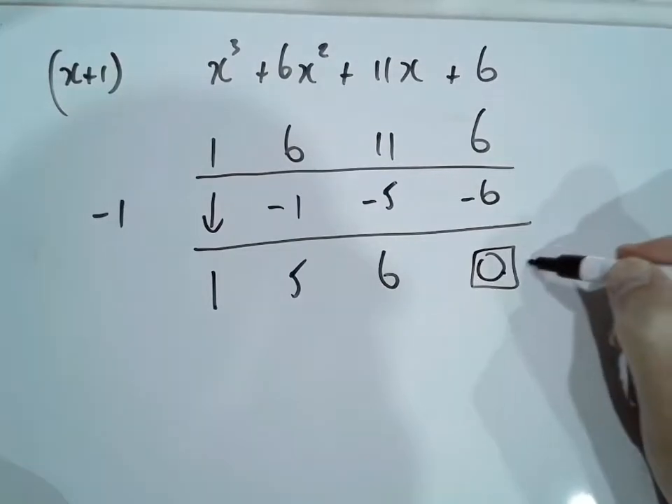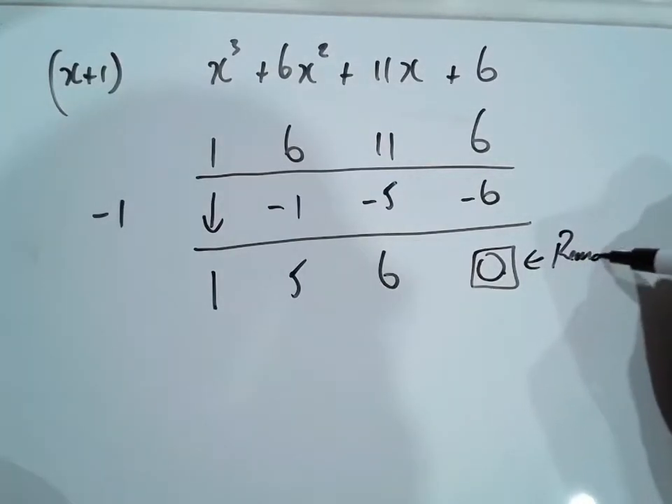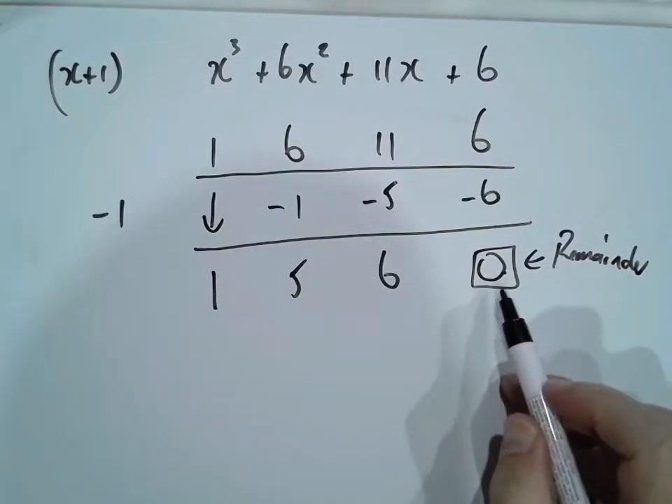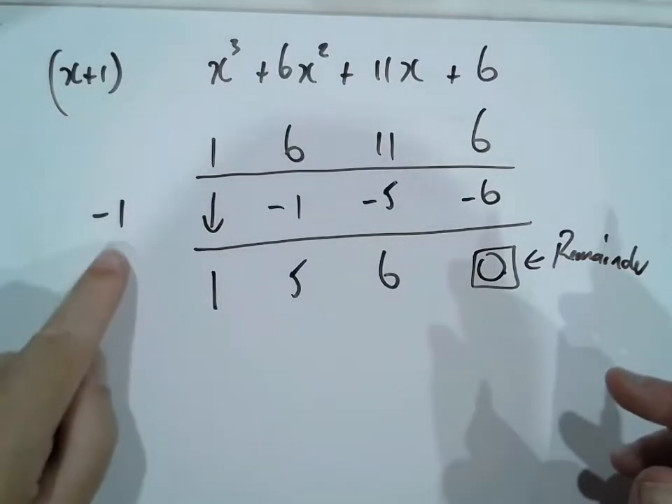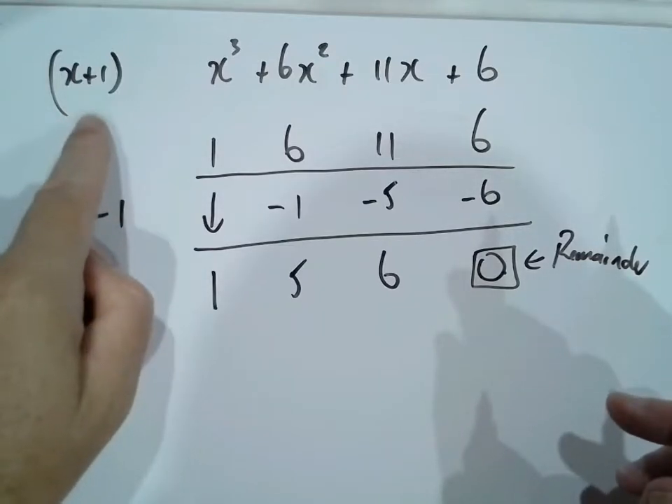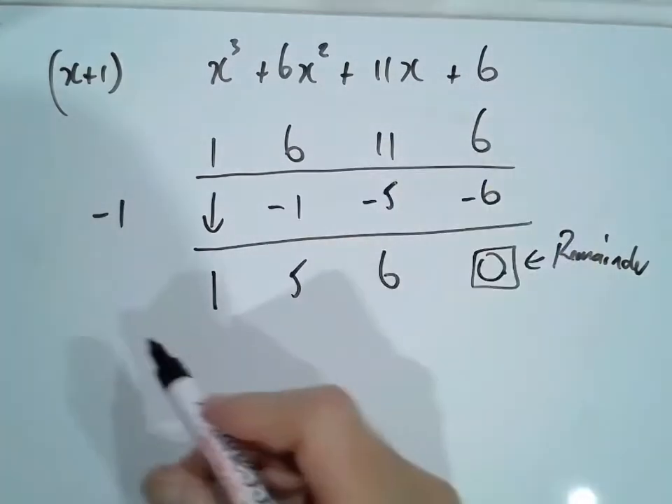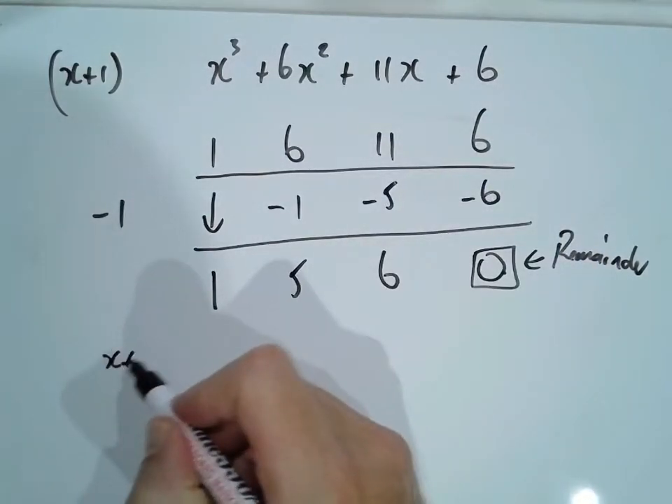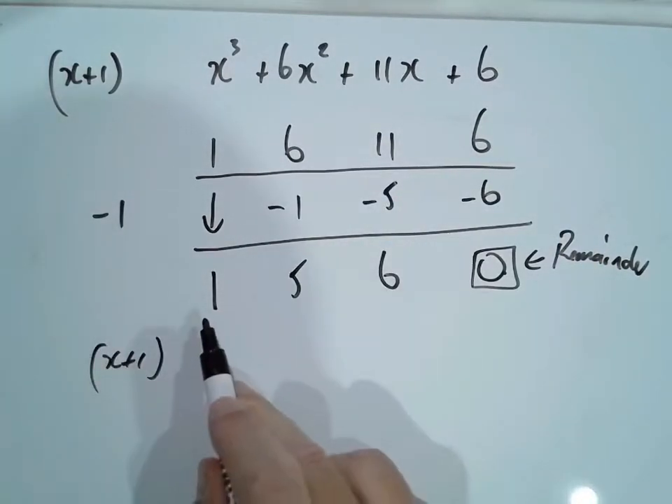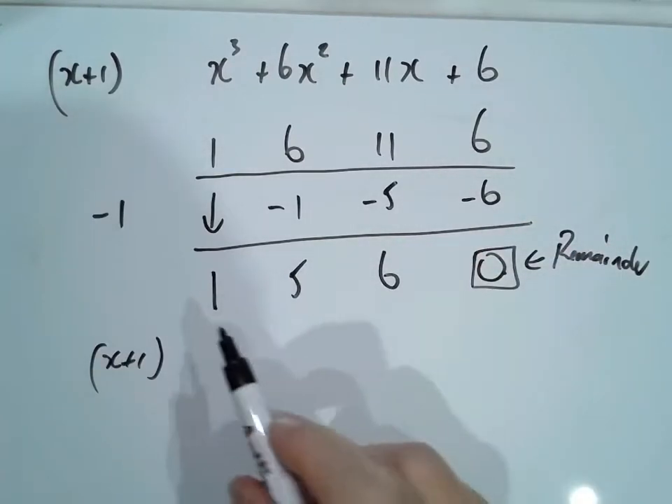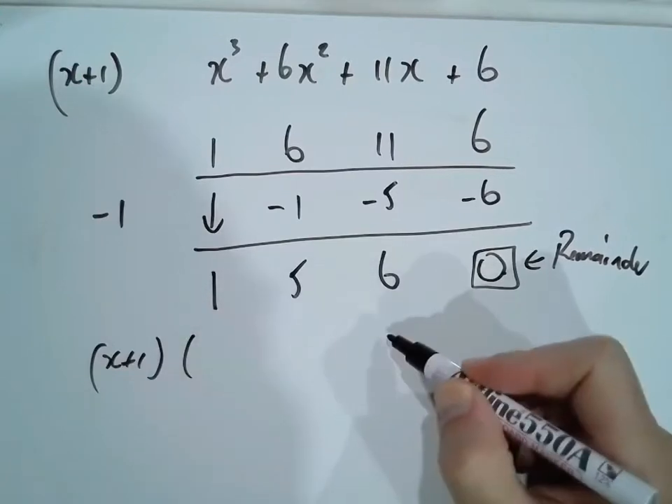When we get to the end, that's our remainder. And as the remainder is 0, that means it divides in evenly. That's how we knew that it was a factor. So out of that, we're going to know that x plus 1 was a factor. Then these three numbers left over, forget the remainder, become the coefficients of our next polynomial.